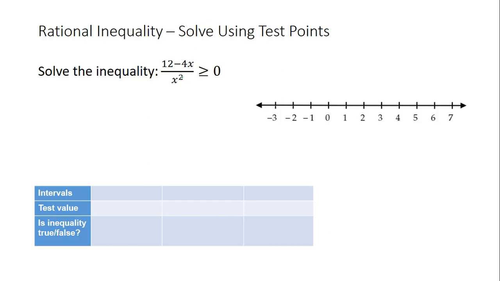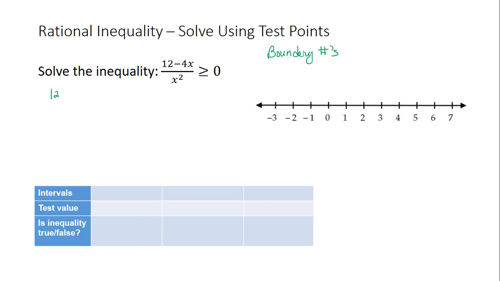This video will demonstrate how to use test points to solve a rational inequality. We want to solve the inequality (12 minus 4x) divided by x squared is greater than or equal to 0. To solve using test points, we first find the boundary numbers, which are solutions of the associated equation and also the values that make the function undefined.